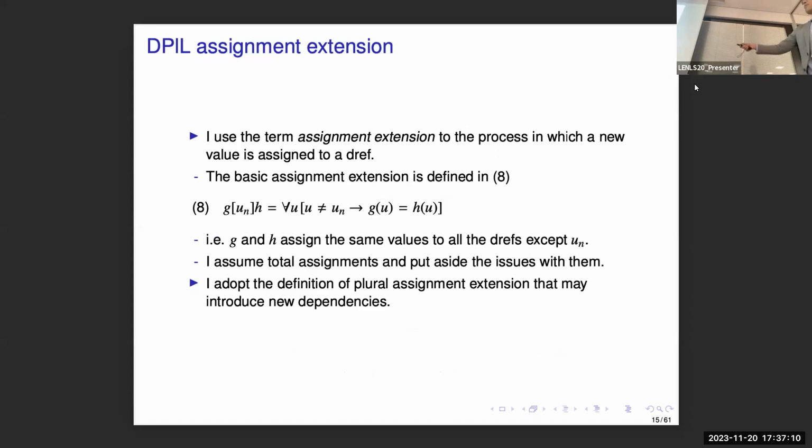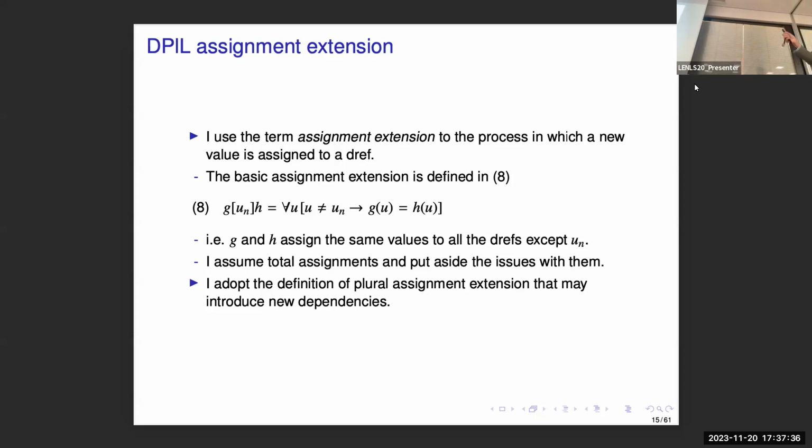So U4 is not dependent on U1. And this is an assignment extension: UN versus the new value in H. This holds if and only if G and H minimally differ in terms of the value on UN, and other variables have the same value on G and H.